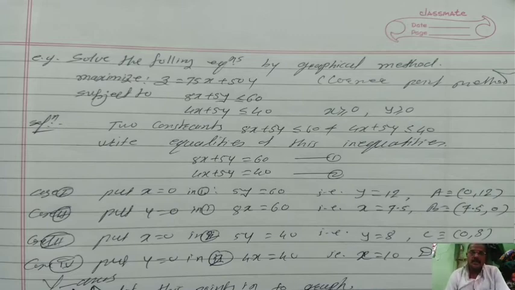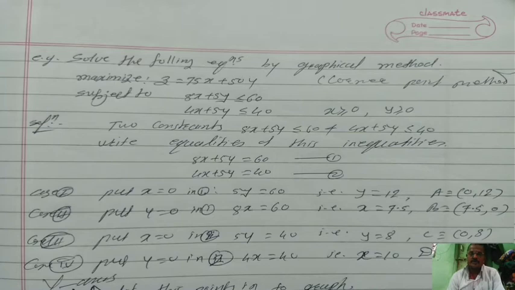We have to use these two linear equations and construct the points A, B, C, D by plotting the graph. We have to solve these linear equations by graphical method, then plot these points. Calculate these points. Case number 1: put x is equal to 0 in equation number 1. We get 5y is equal to 60, that is y is equal to 12.